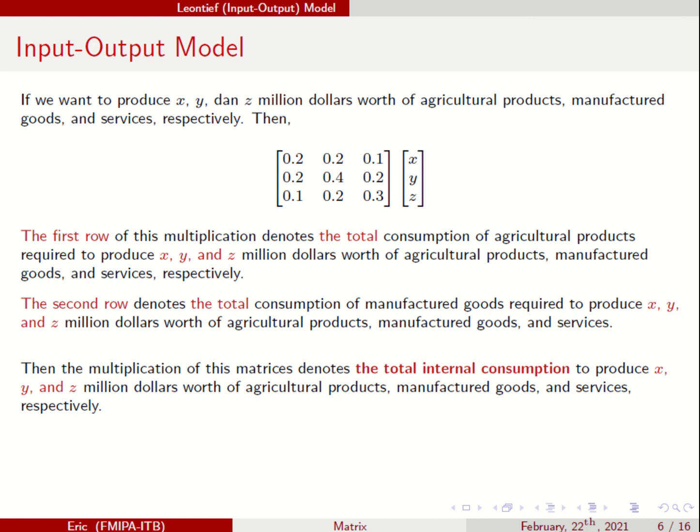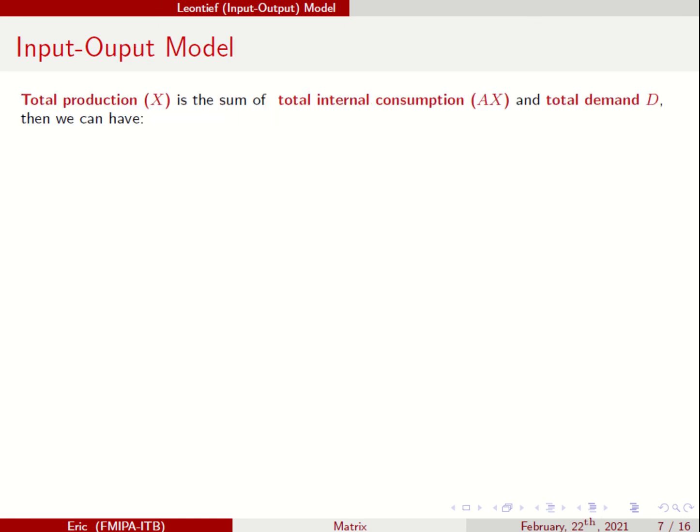So A times X is what we usually call the total internal consumption. So the total internal consumption is the multiplication of this. It is a 3 times 1 matrix, a vector 3 times 1. Okay. So if the total production is X, Y, Z, the total production is the sum of the total internal consumption plus the total demand from the society. So the total production must satisfy the total internal consumption and the total demand of the society.